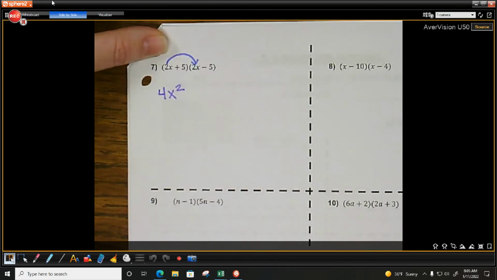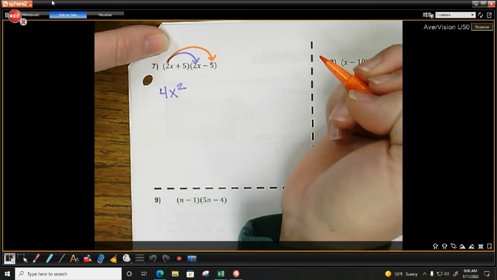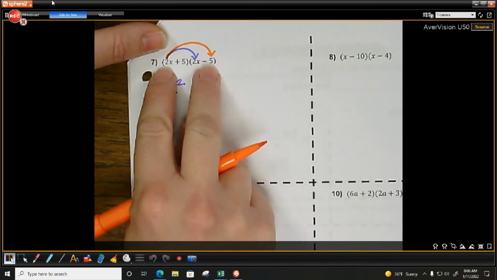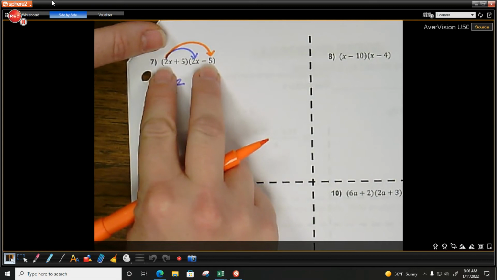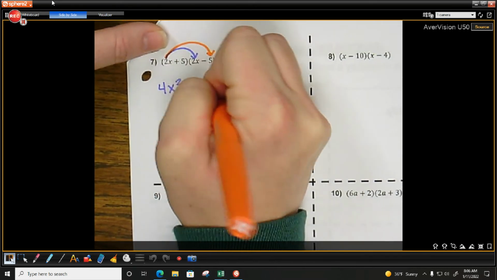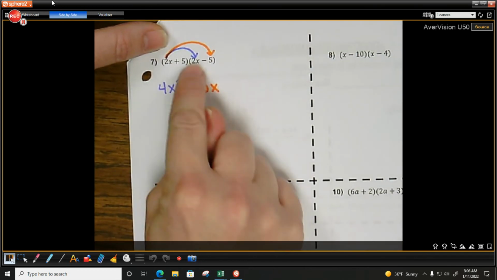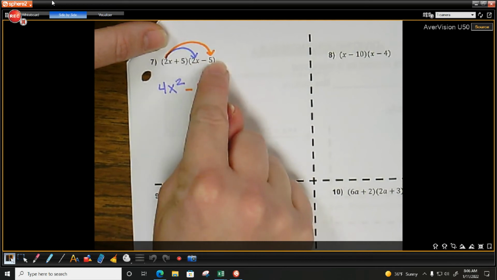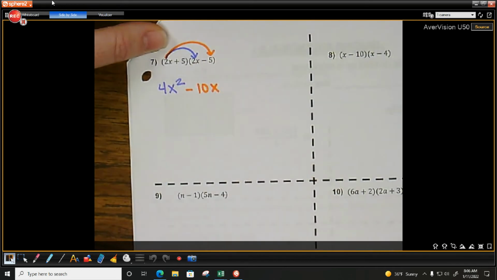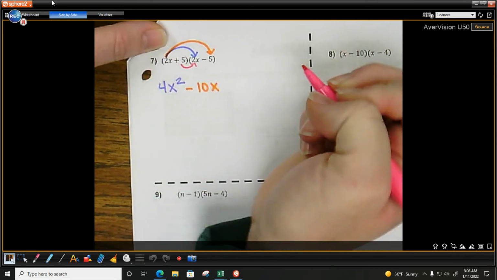Now I'm going to distribute my 2x to the second term in the second parenthesis. So what's 2x times negative 5? Negative 10x. Did I distribute my 2x to both terms in the second parenthesis? So we're done with the 2x. Okay. Now we're going to move on to our 5. 5 times 2x. And it's a positive, so plus 10x.